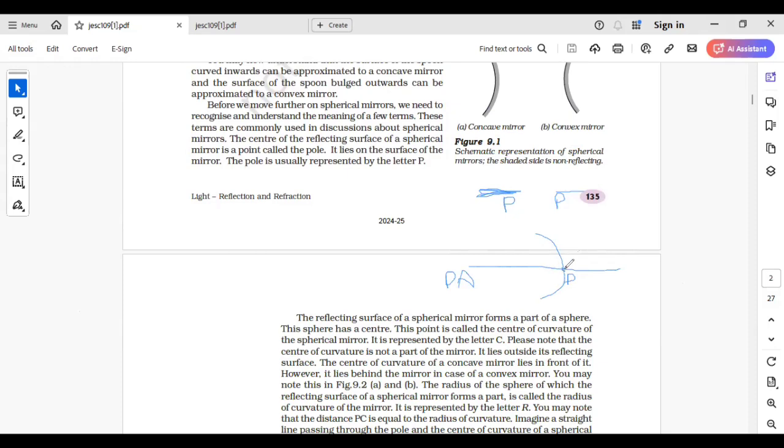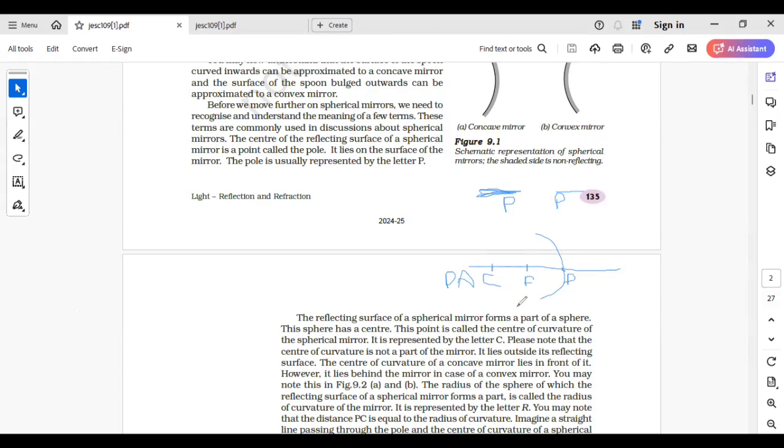Then from this pole, you have to check the length, and somewhere here you have to write F. This will be the focal length. Next, whatever length you have taken from P to F, the same length you have to take from F to another point. That is the center of curvature, and you have to write it as C.